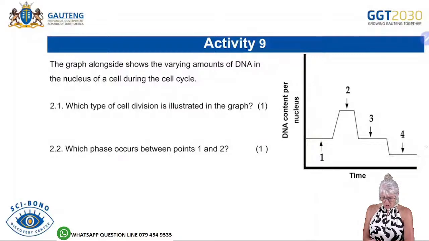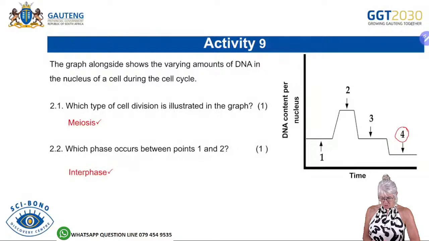The first one. Which type of cell division is illustrated in the graph? So the fact that we start out with a certain amount of DNA and it doubles, that's what happens during interphase, okay? But then at the end, at point 4, we're going to end up with only half the amount. So therefore, this type of cell division must be meiosis. Okay. Then which phase occurs between points 1 and point 2? And that would be interphase.